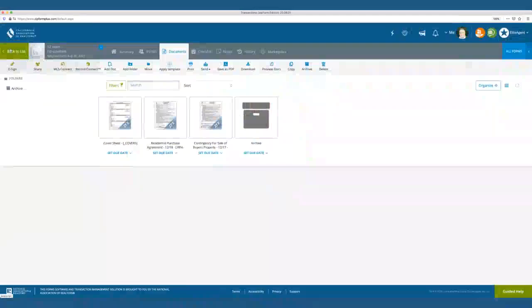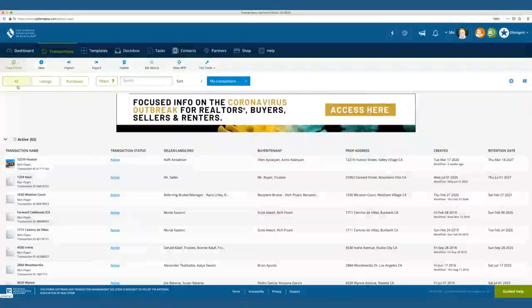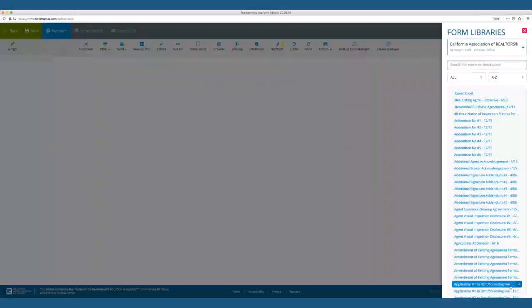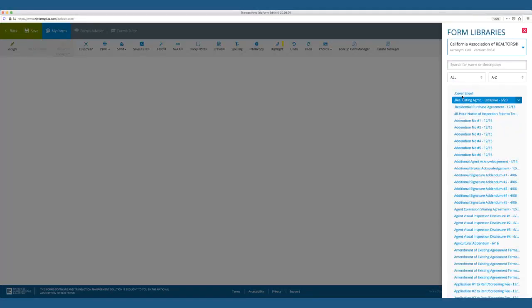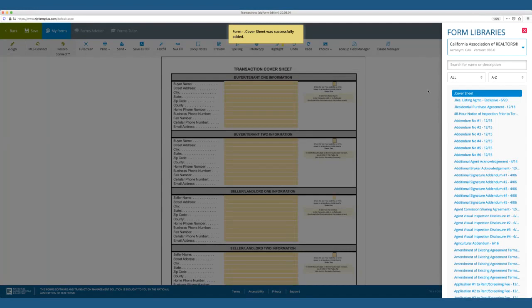Okay. So if I go back to my transactions, my cover page of transactions, and I go to view forms. Up here it shows all the forms that are available on zip forms. And I want you to note here, these are all of the CAR forms. Now this is a drop-down option, and there's other categories here, so you should look at the other categories. Anyways, the very first is the cover sheet. That's the very first one, so it's always there.